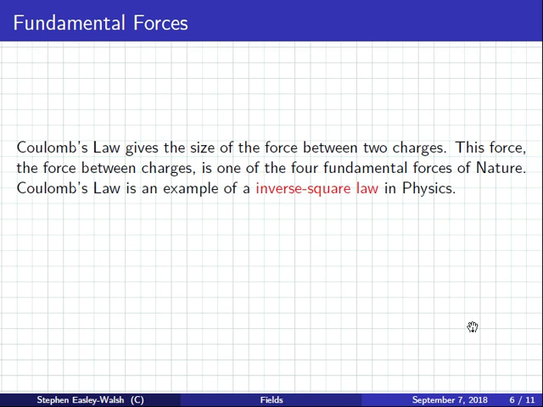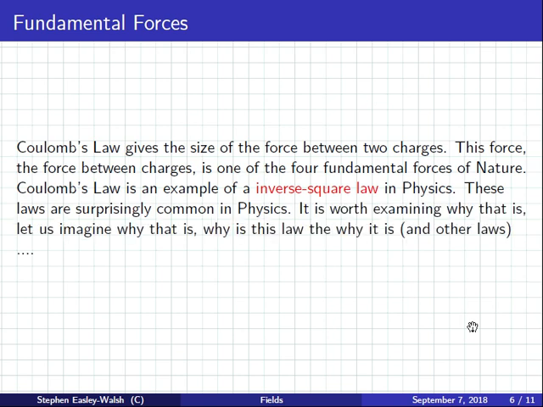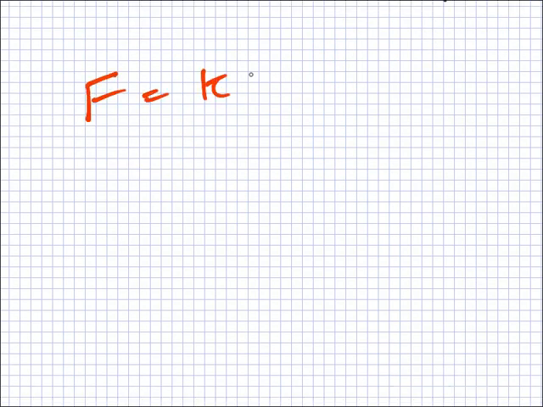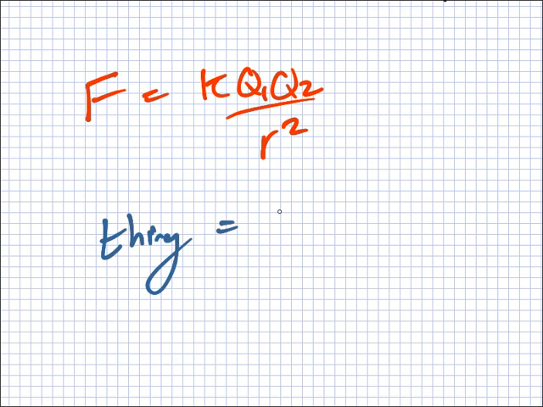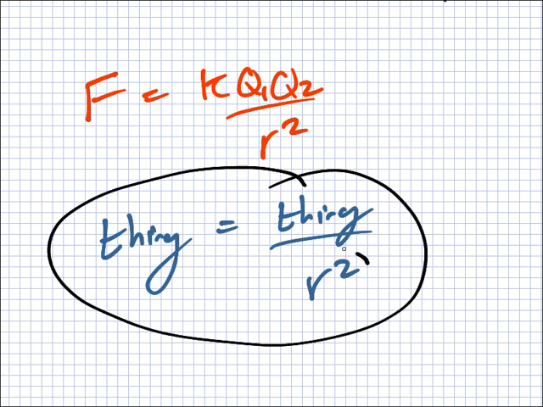What's interesting about Coulomb's law is it's an example of an inverse square law in physics. And these are actually pretty common in physics, and it's worth thinking why. So, Coulomb's law is like this: K, Q1, Q2 over R squared. So, it's something equals something over distance squared. It's quite common in physics to have formulas that look like this, where you have a distance squared in the denominator. And there's a reason for that.